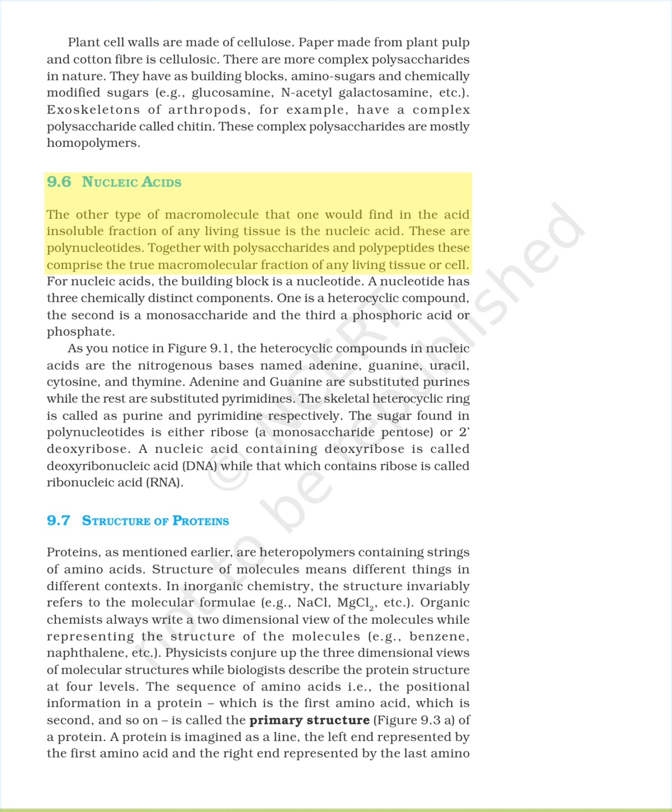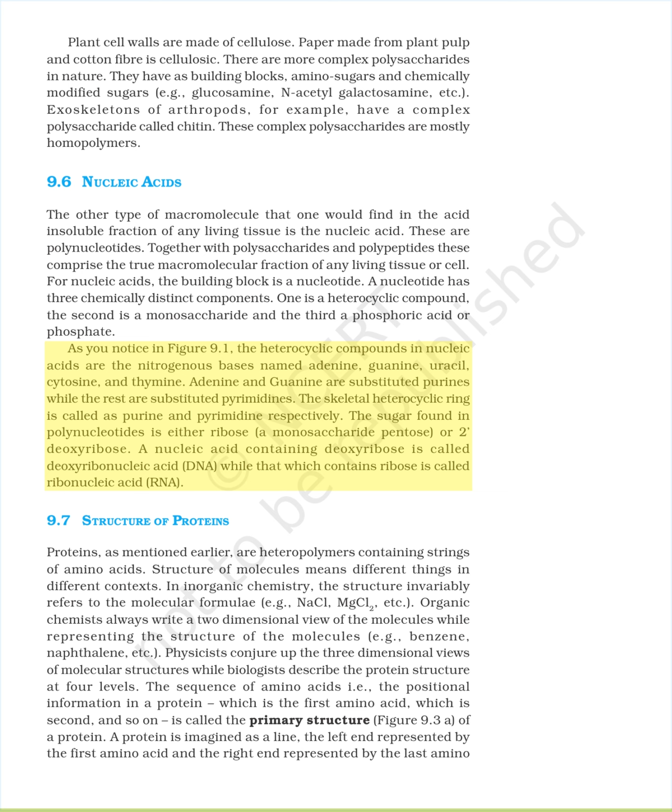9.6 Nucleic Acids. The other type of macromolecule that one would find in the acid-insoluble fraction of any living tissue is the nucleic acid. These are polynucleotides. Together with polysaccharides and polypeptides, these comprise the true macromolecular fraction of any living tissue or cell. For nucleic acids, the building block is a nucleotide. A nucleotide has three chemically distinct components. One is a heterocyclic compound, the second is a monosaccharide, and the third a phosphoric acid or phosphate.